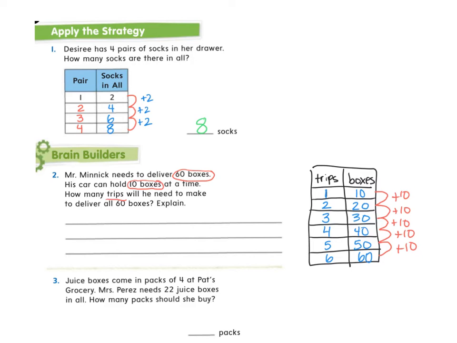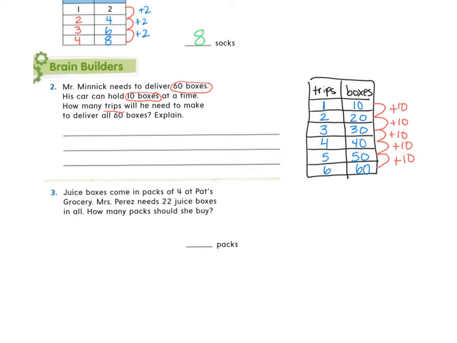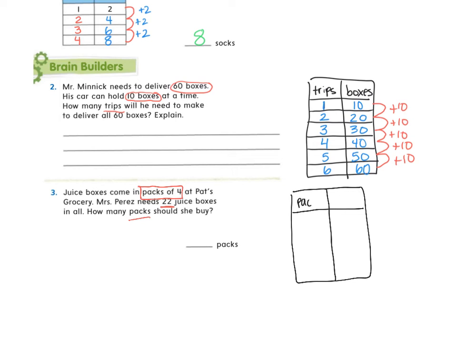All right, let's look at this bottom question right here. I'm actually going to move this up a little bit so we can see. So it says, juice boxes come in packs of 4 at Pat's grocery store. It doesn't say store, just a grocery. Mrs. Perez needs 22 juice boxes in all. How many packs should she buy? All right, so I know that they come in packs of 4, and she needs 22. And we're looking for how many packs. So they didn't give me a table, so I'm going to draw my own. And I know I'm talking about packs, and I'm just going to abbreviate J boxes, juice boxes, okay?